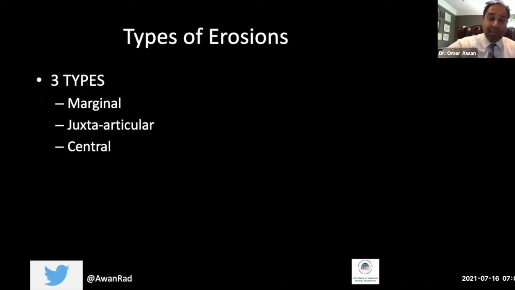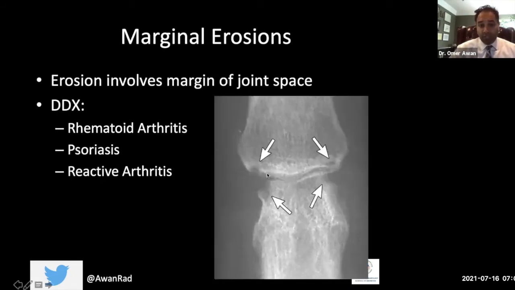Now, before I get into them, I want to talk about the types of erosions, because I think understanding the types of erosions helps trainees stratify the arthritis even more. So there are 3 types of erosions in the hands: marginal, juxtaarticular, and central, based on the location in the joint, right? So for example, marginal erosions happen along the periphery of the joint, you can see erosive change here and here along the periphery of the joints, right?